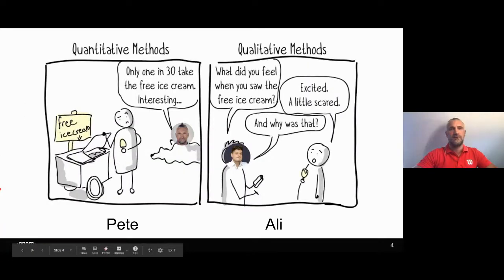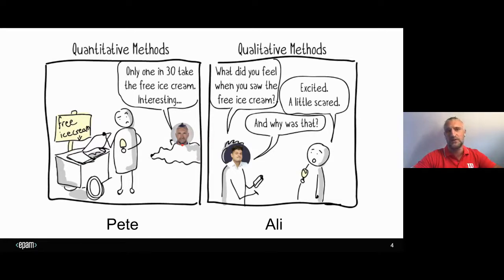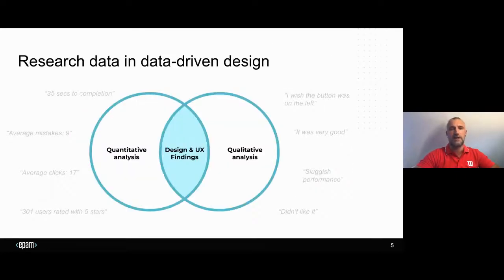And I continue. That's a funny picture, but I hope it explains a lot about the general difference between quantitative and qualitative. On the left screen, you can see myself. I'm on the bush, looking and just counting the number of guys who take a free ice cream. On the right, you see Ali, who asks users about their feelings. That's the qualitative data. I'm pretty sure that everyone knows what that is, but just to be sure that we are on the same page. The interesting thing is that in data-driven design, we can mix the power of both of these ways. Today we are talking about something in the middle.